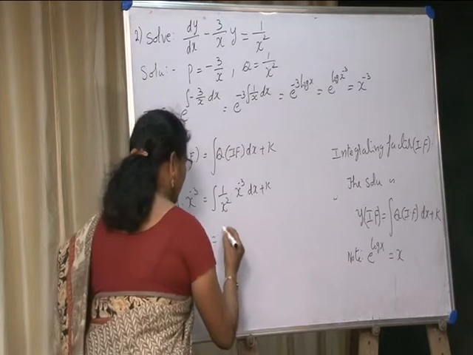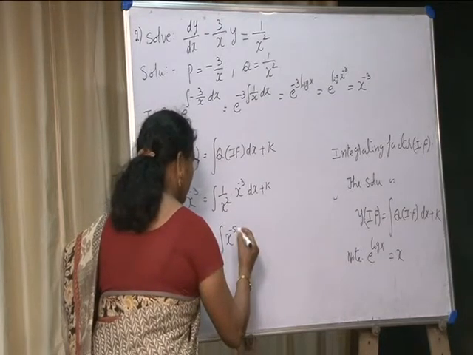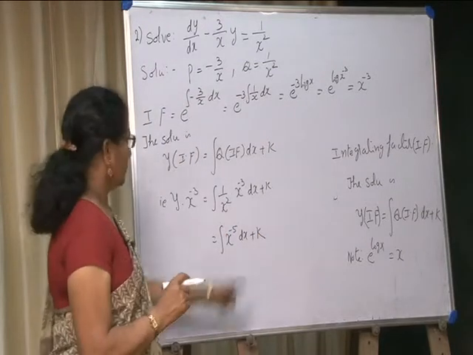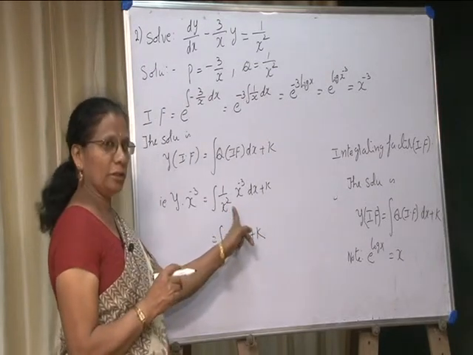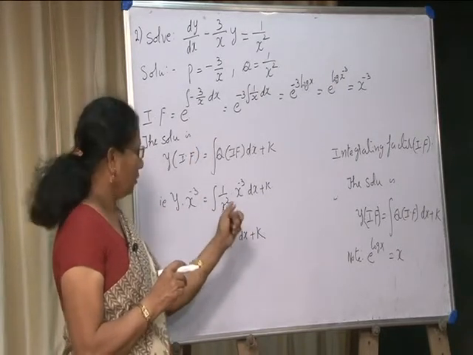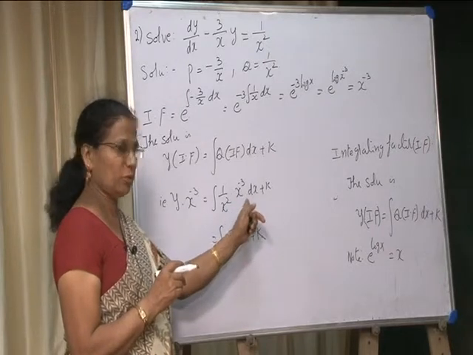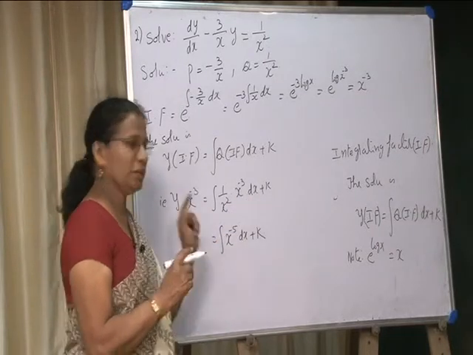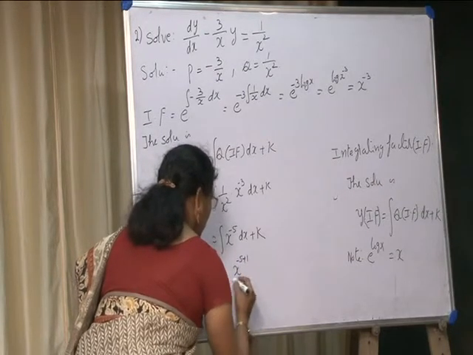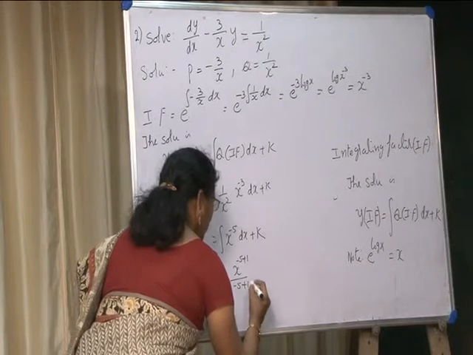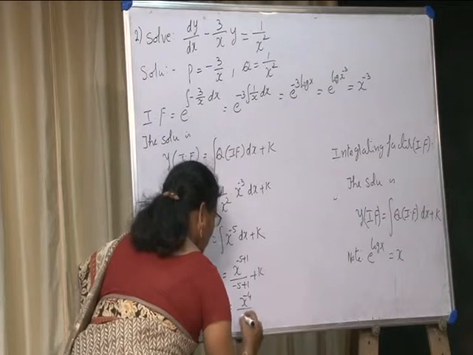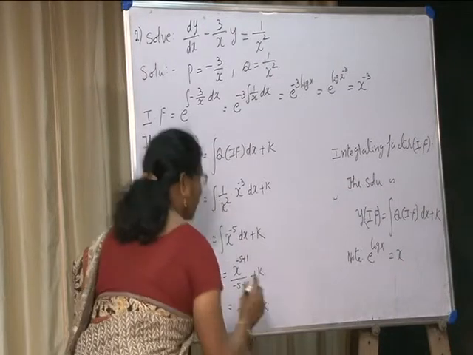This is equal to the integration of x to the power of minus 5 with respect to x plus k. Is it? In the denominator, x to the power of 2 is there. If it goes to the numerator, it becomes x to the power of minus 2. Therefore, x to the power of minus 2 into x to the power of minus 3 is x to the power of minus 5. This is equal to x to the power of minus 5 plus 1 divided by minus 5 plus 1 plus k. This is equal to x to the power of minus 4 by minus 4 plus k.